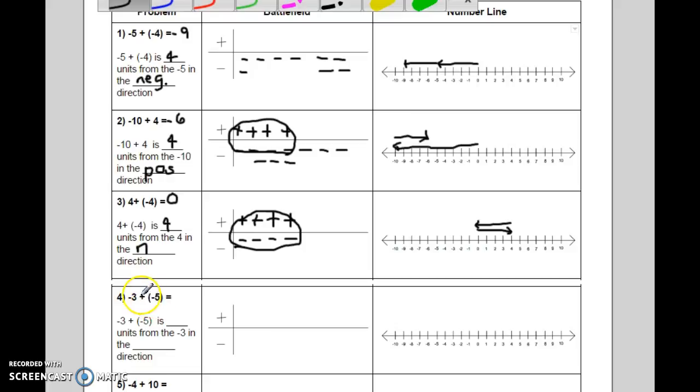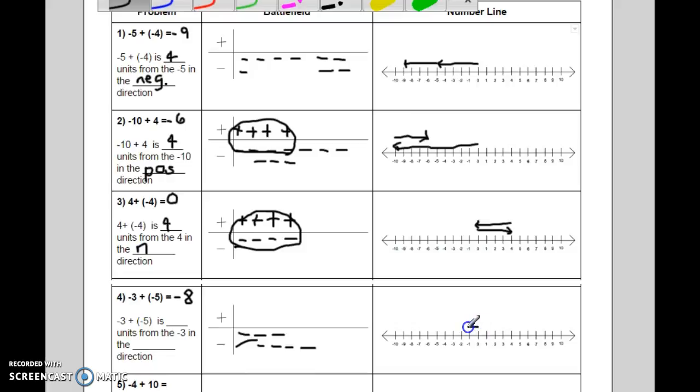Okay, with the next example, we have -3 plus -5. So we've got a bunch of negatives, so we're going to end up not having a battle, we're going to have a party. So nobody's going to cancel each other out. So we have 3 negatives, and then 1, 2, 3, 4, 5 negatives. And so what I see is in all, I have 8 negatives. So my answer would be -8. So when I have a party, I'm adding up how many negatives I have altogether.